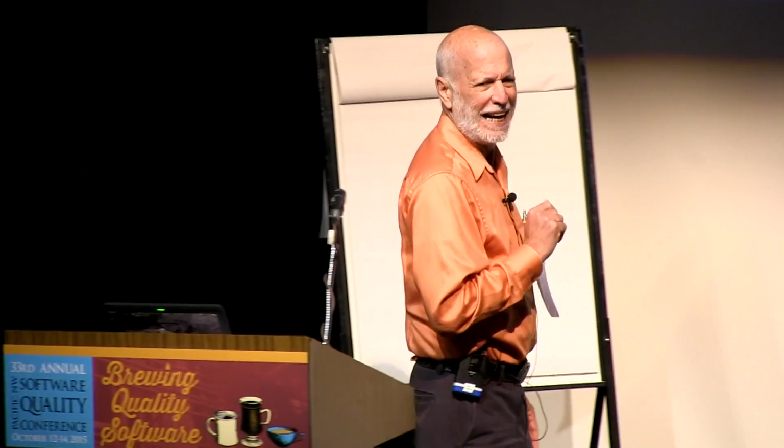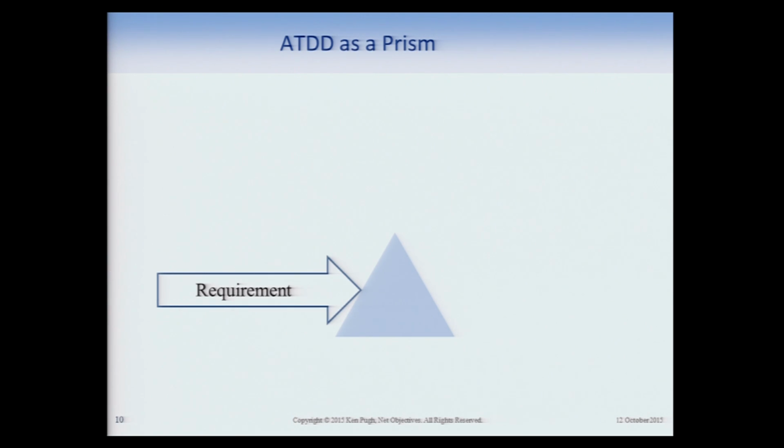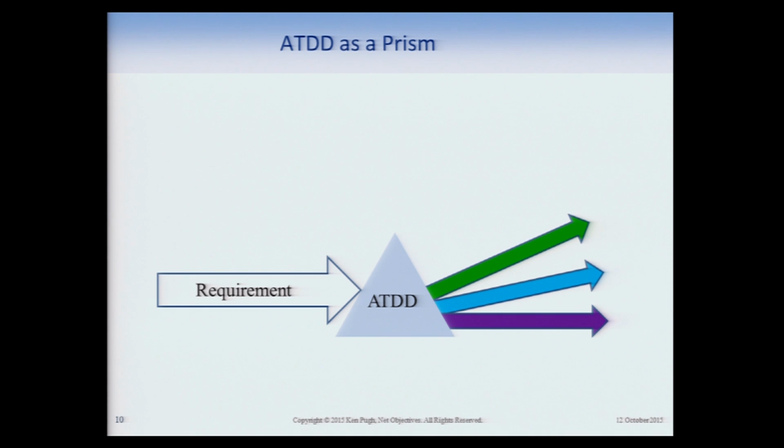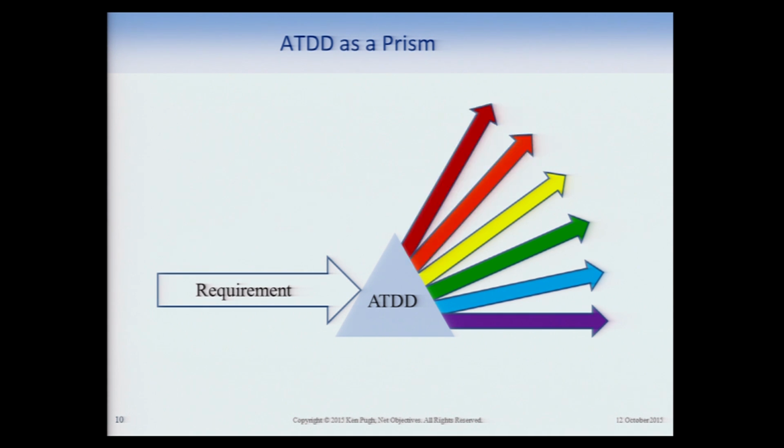So what do we have? ATDD as a prism. We take a requirement, and using tests, we understand that requirement. So a single requirement can get cut into multiple tests. So a fast car: acceleration, top speed, and anything else.